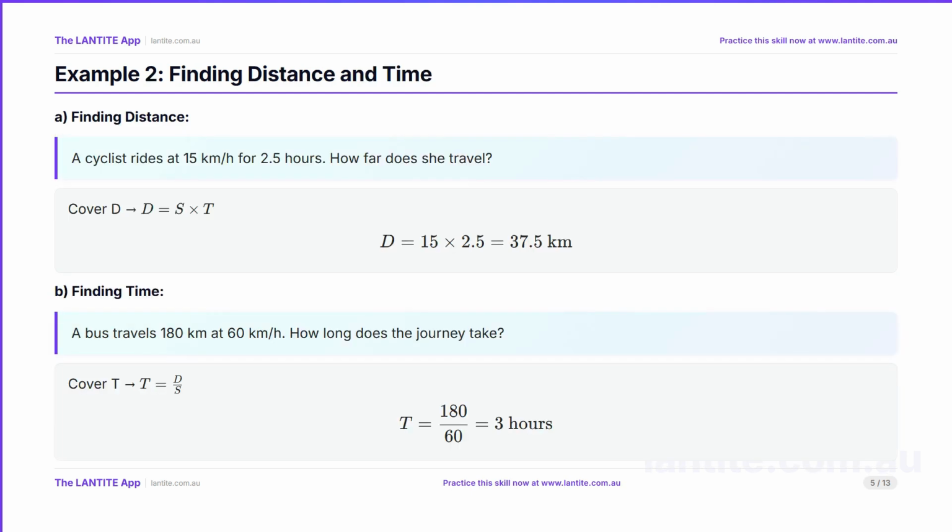Now let's find distance and time. Part A, a cyclist rides at 15 kilometers per hour for 2.5 hours. How far does she travel? Cover D in the triangle to see speed times time. 15 times 2.5 equals 37.5 kilometers. Part B, a bus travels 180 kilometers at 60 kilometers per hour. How long does it take? Cover T to see distance over speed. 180 divided by 60 equals 3 hours. Each time, the triangle tells you exactly what to do.